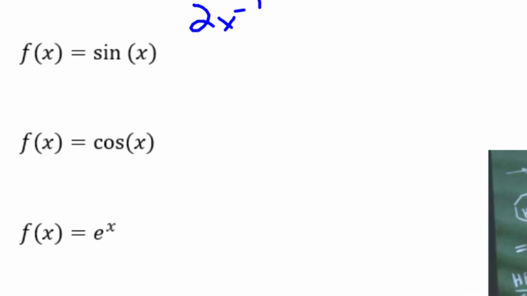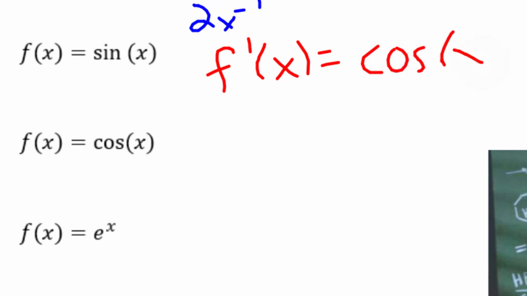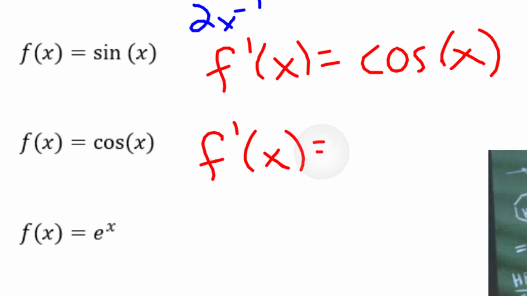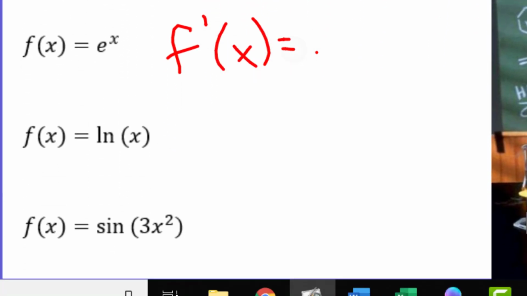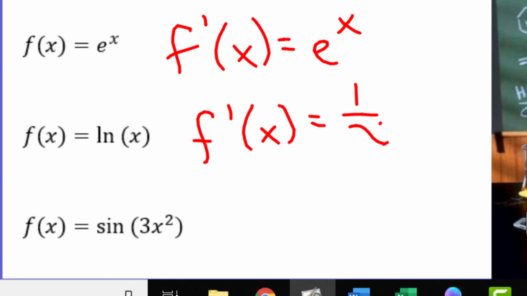Some other functions that you really want to know the derivatives of: obviously the derivative of a sine function is cosine of x. The derivative of a cosine function is negative sine of x. The derivative of e to the x is the simplest one. That is itself, it is e to the x. The derivative of a natural log function is going to be 1 over x.